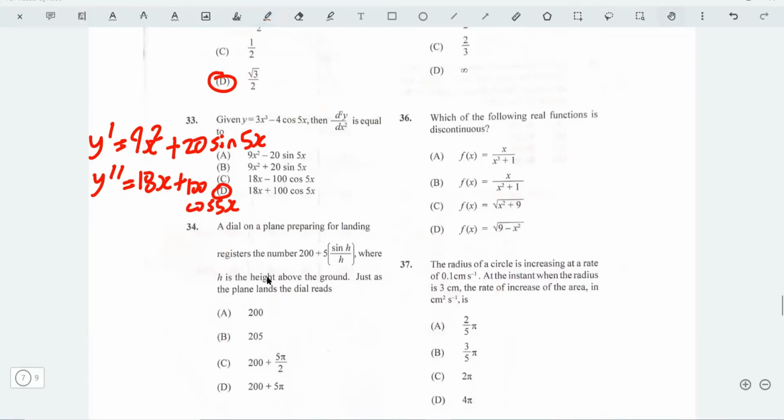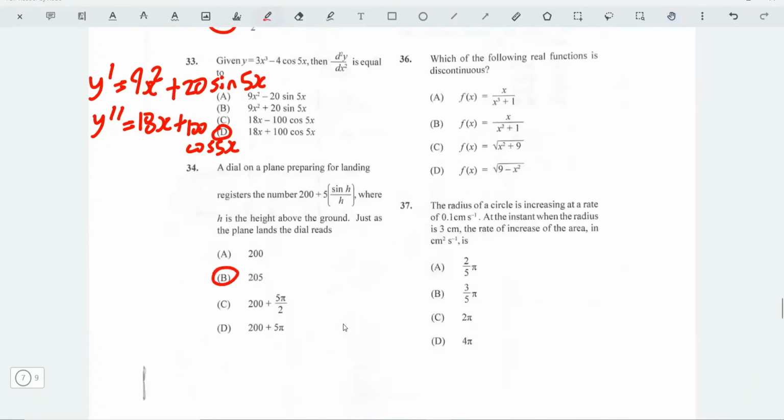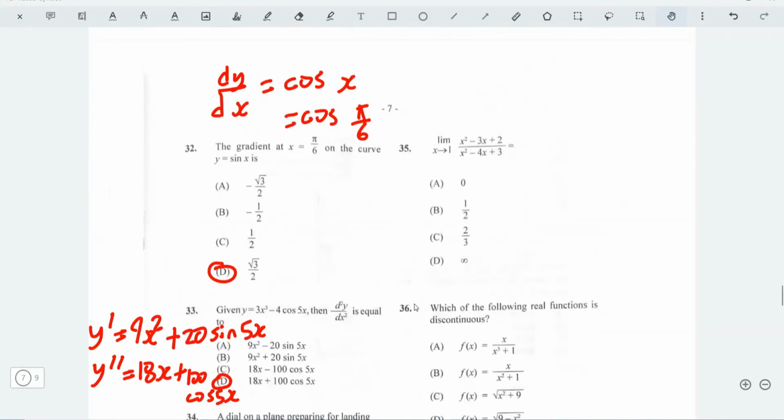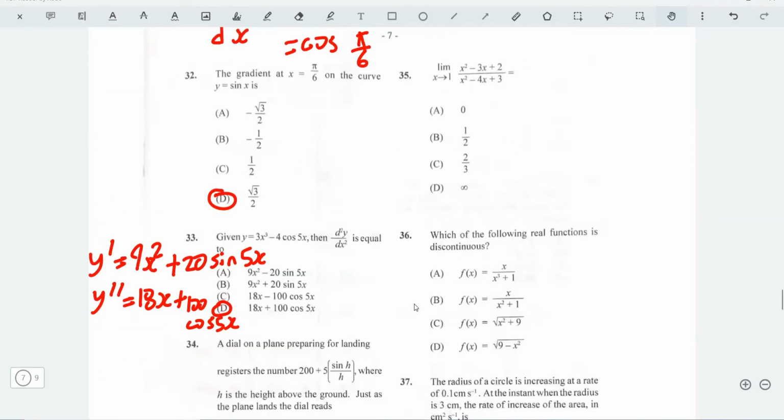Nice. This one, 34, is a big repeat. I definitely know that this is 205, since sine h over h is 1. All right, so that's a big repeat. Question 35, I know it's a repeat. I can't remember which one, but we can just work it out.